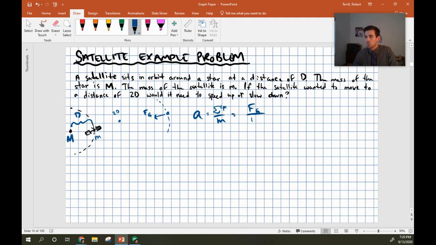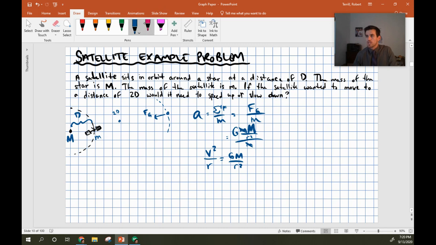The mass here should be lowercase m like I wrote it, because we're talking about this object here that we're describing. So then we would have G m1 m2, I'm sorry, I should do little m, big M, doesn't matter what order I do them in, over r squared, all over little m. That'll cancel these. And so we get G times big M over r squared equals the acceleration. But this is a special kind of acceleration because it's moving in a circle. So that would be v squared over r.